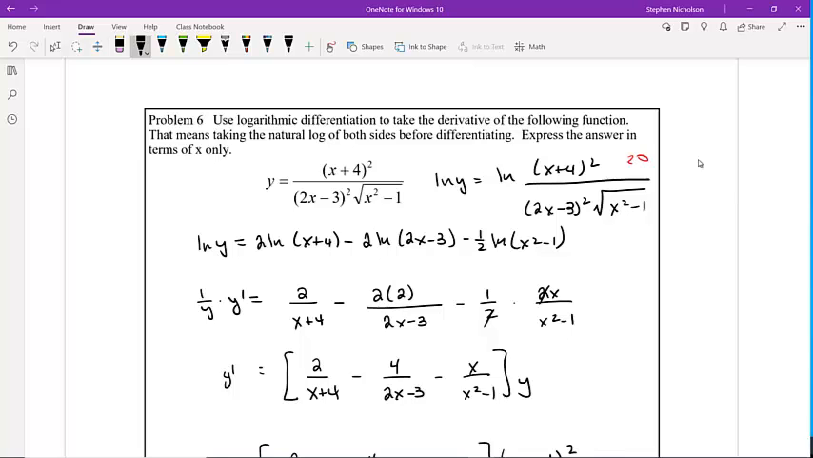Another issue, a lot of people forgot that the derivative of 2x minus 3 is 2. You just put 1 over that. So you miss that factor of 2.